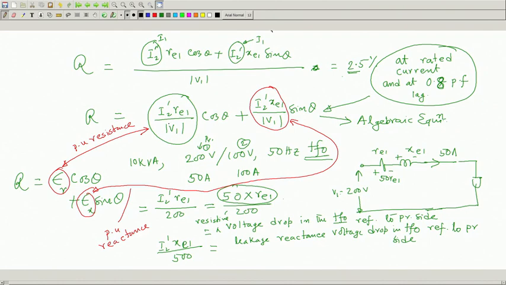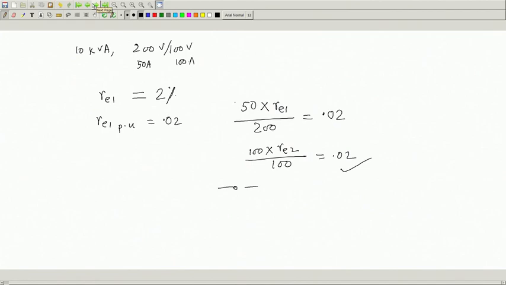Then I told you that this quantity, I2' RE1 by V1, is called the per unit resistance. It means how much of the rated voltage is dropped across the equivalent resistance of the transformer at rated current. Similarly, I2' XE1 by V1 is how much of the rated voltage is dropped in the leakage reactance of the transformer. We start from here, and then I told you the meaning of this.